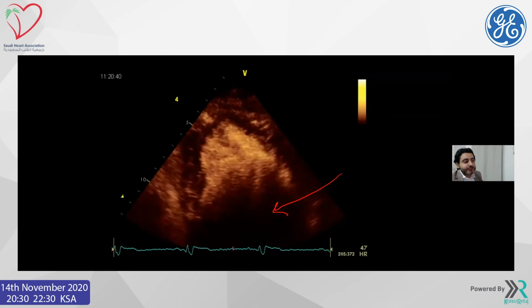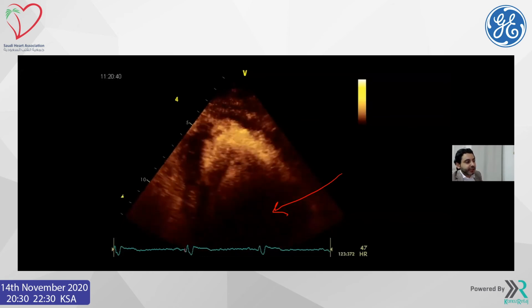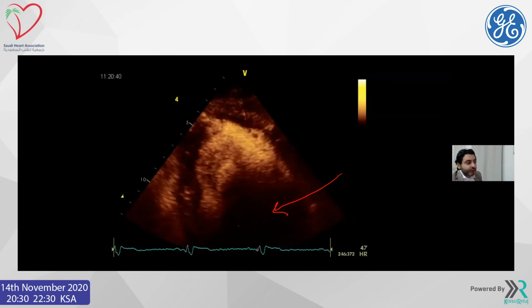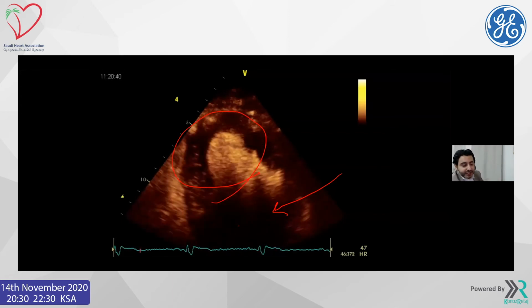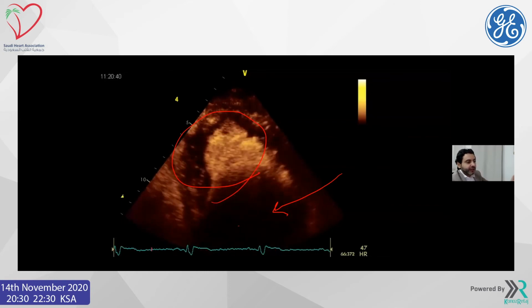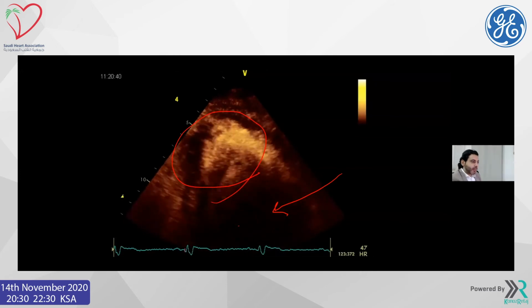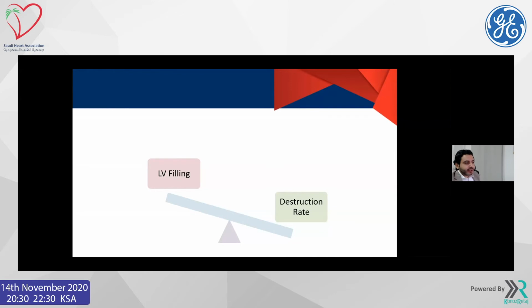Sometimes too many microbubbles are really needed, because in a dysfunctional LV you need to push the bubbles all the way to the apex. So sometimes it is needed, and you can take 2 separate images, one for the middle part and one for the apex, where you push really high contrast. So we have LV filling and destruction rate. If the destruction rate is high, either you reduce it or you increase the LV filling by giving more contrast.